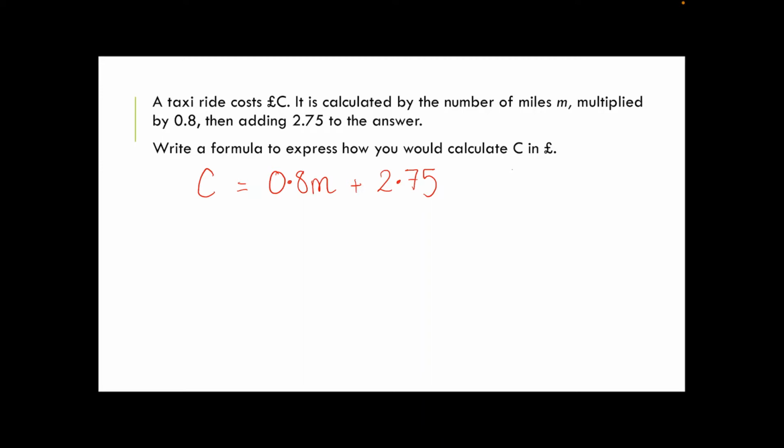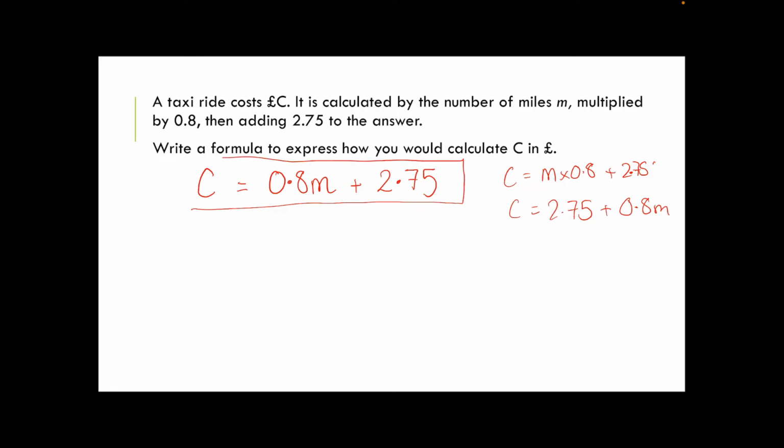You could have also written it as M times by 0.8 plus 2.75. Or we could have had 2.75 first plus your 0.8 M, something along those lines, but this is probably the most mathematically correct way to write it.